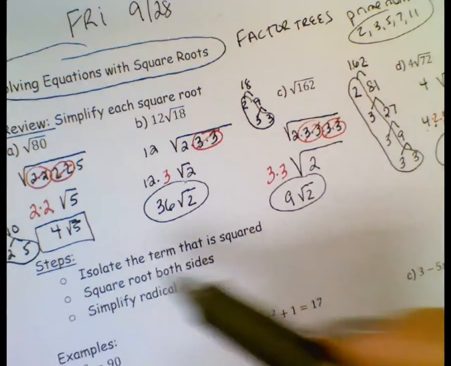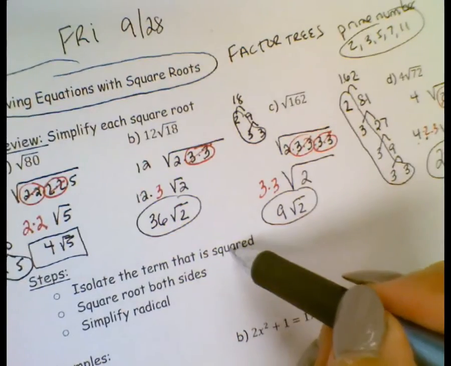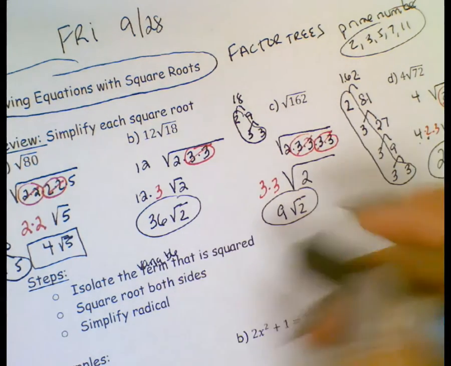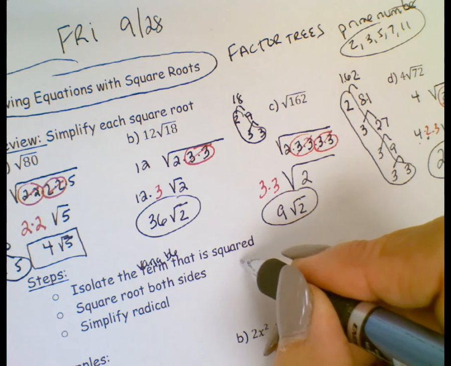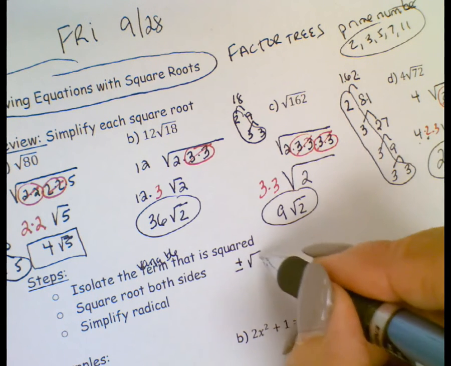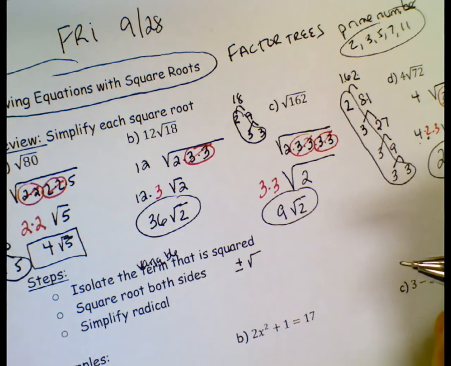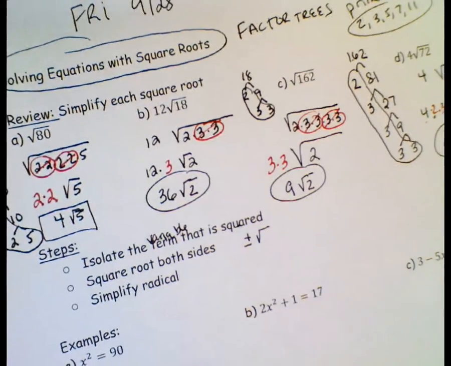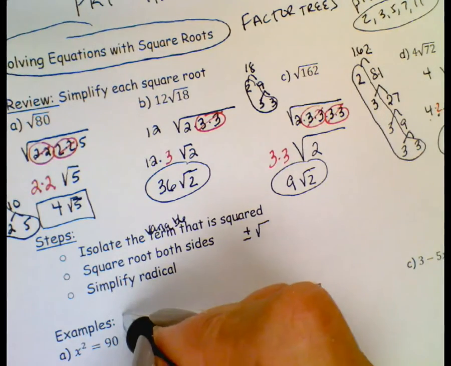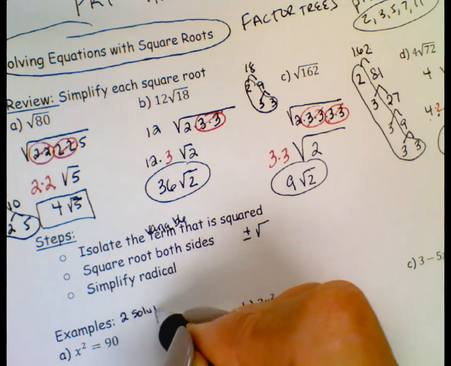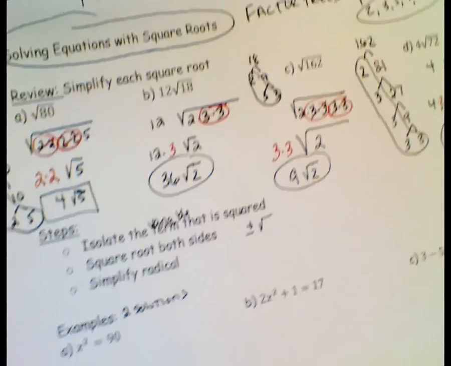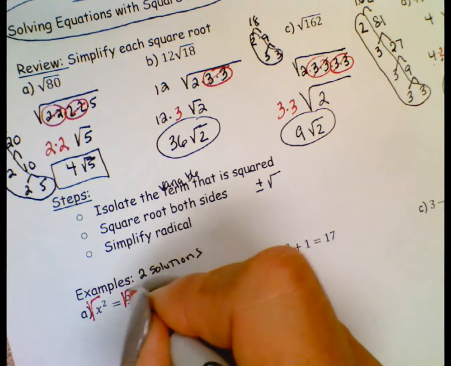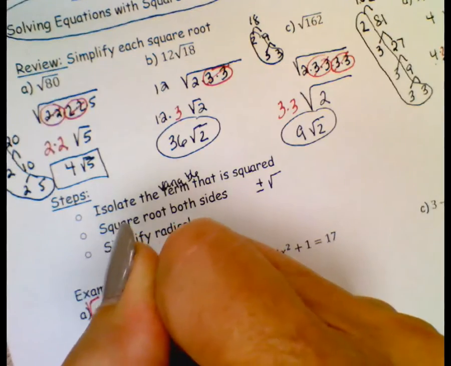So now we're going to solve. It says isolate the term that is squared. In other words, isolate the variable. Square root both sides. But you have to remember that if you square root both sides, you have to put a plus minus in front of the radical on the right side, the side that doesn't have a radical. And then you're going to simplify the radical like we did above. So in this problem, you're solving for x. Just keep in mind, if it's an x squared, there are two solutions. When you want to get rid of the square, you square root both sides. But when you do that, you have to throw in a plus minus.